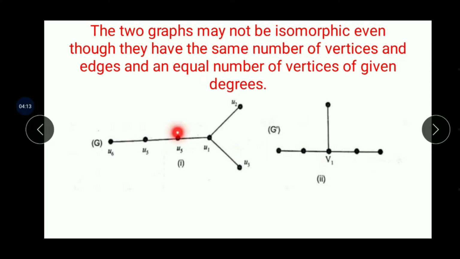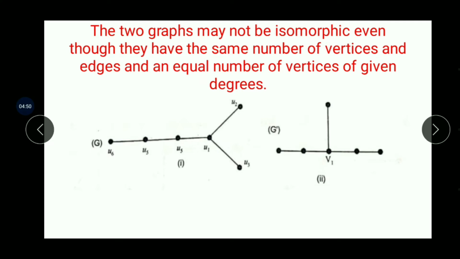We have three vertices whose degree is 1: U6, U2, U3. Here also this vertex, this vertex, this vertex. And we have 2 vertices whose degree is 2, here this one and this one. So we have one vertex whose degree is 3 in both the graphs, 2 vertices whose degree is 2 in both the graphs, and 3 vertices whose degree is 1 in both the graphs. Even then they are not isomorphic.